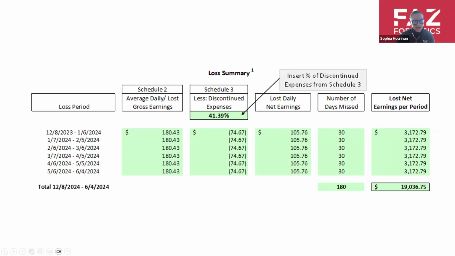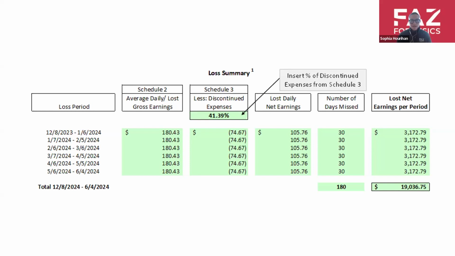So here we're pulling that average daily lost gross earnings value, the 180.43 for every period. And then we are going to deduct those discontinued expenses. This is also where we would deduct those cost of goods sold to get to your gross profit, as Abby was discussing before. But a lot of times we do just see the discontinued expenses being deducted, as they don't have any cost of goods sold. So we'll take that 180.43 at 41.39%, and that will get us to our lost daily net earnings.